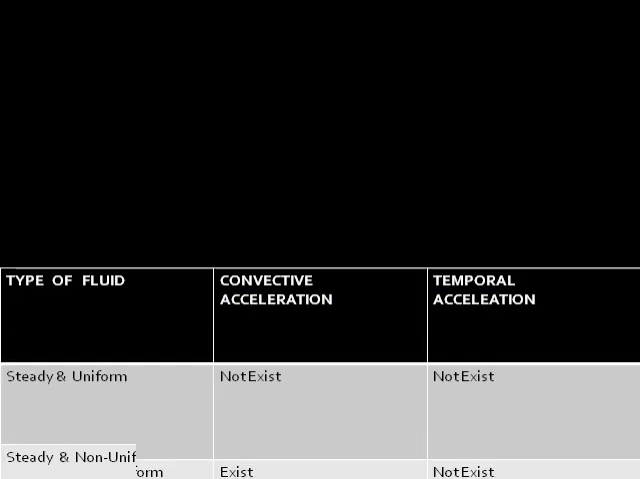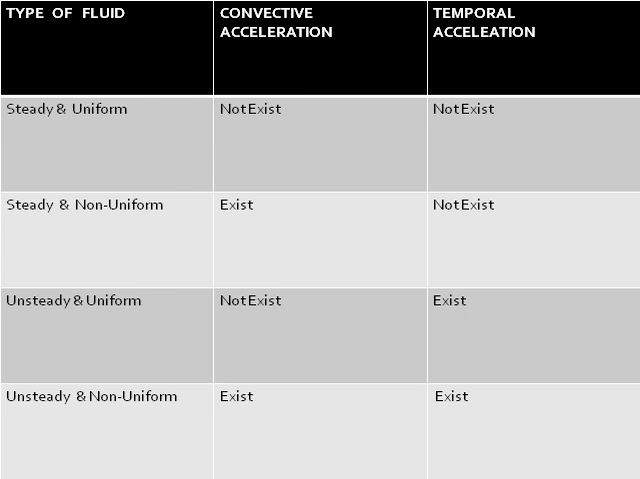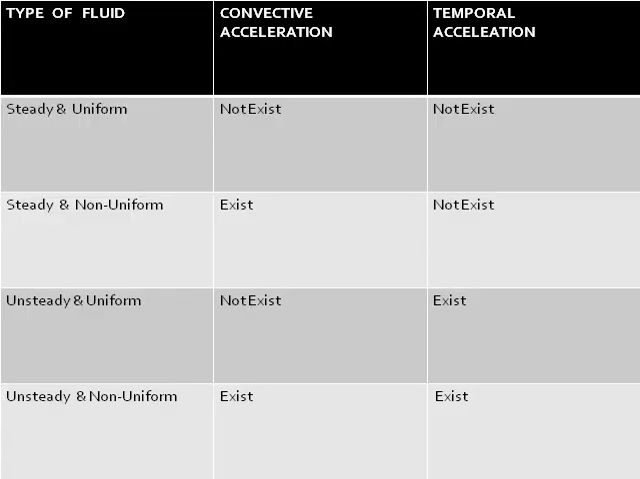Now we will talk about the rotational component, vorticity and circulation. Before this, we will see the type of flow and whether the convective and temporal acceleration exist or not. We will categorize the type of flow in four categories: steady and uniform, steady and non-uniform, unsteady and uniform, unsteady and non-uniform. Temporal acceleration, that is acceleration due to change in velocity with respect to time, does not exist if there is steady motion.